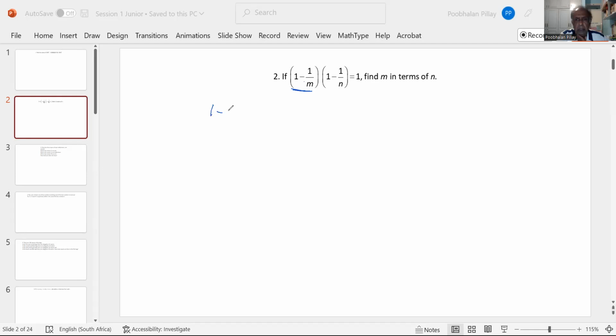So you isolate that, but this times this equals n, so therefore equals 1. So therefore 1 minus 1 over m is equal to 1 divided by the other factor. These two are factors. You multiply them, you get 1. So therefore this factor, this whole object, is equal to 1 divided by the other factor. Right?